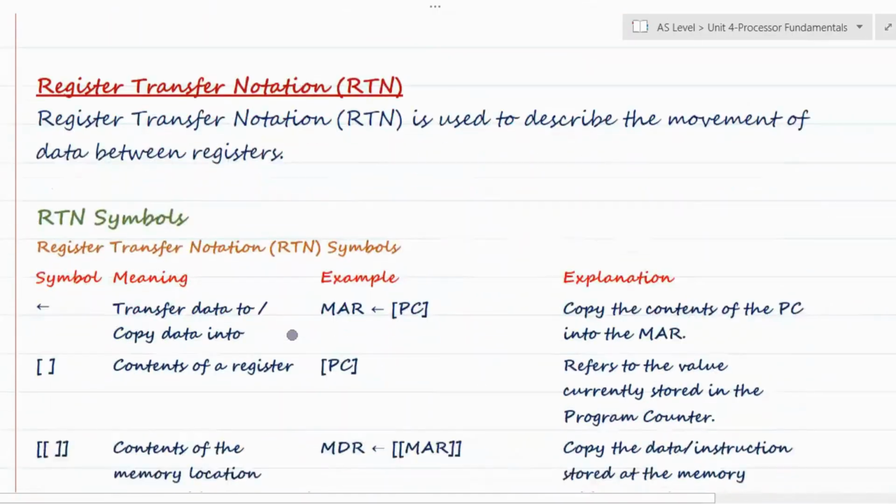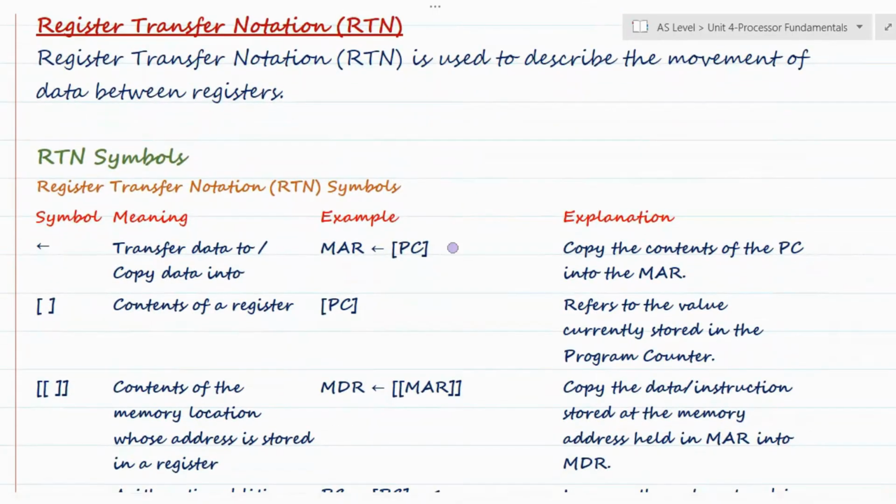Okay. In examinations, you are often asked to represent the fetch, decode, execute cycle using register transfer notation. Most of the questions are based on this. So please understand this very carefully. RTN is simply a shorthand method, basically used to show the movement of data between the registers. All right, let's understand the symbols.